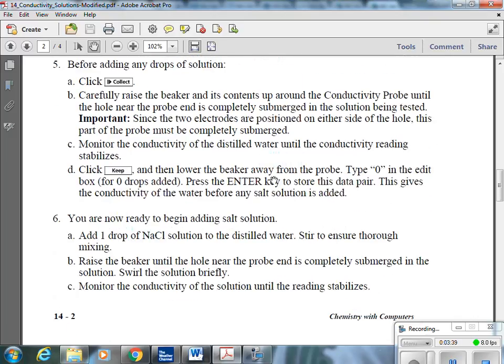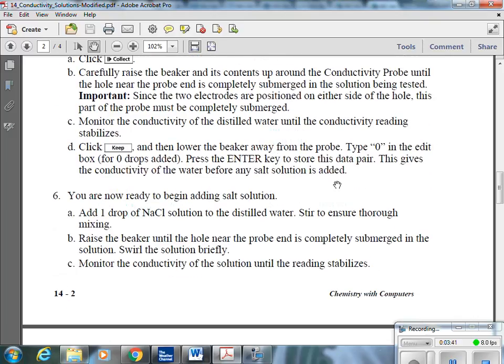Now you're ready to add the salt solution. You take 1 drop of sodium chloride, add it to the distilled water, and stir to make sure that it is mixed. Do not stir with the conductivity probe. We stir with a stirring rod. So take your stirring rod, put it in there. I don't want to break my conductivity probe stirring it.